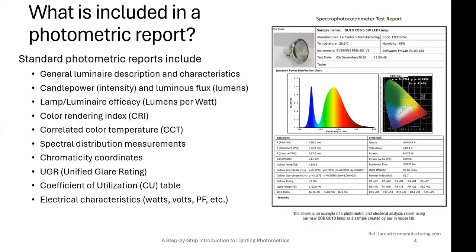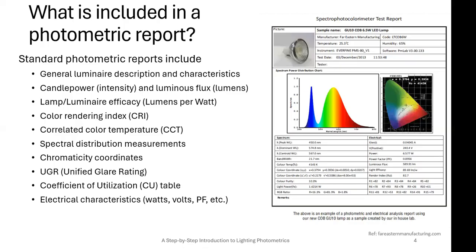And then so far we've been covering the optical characteristics. Now we're going to talk a little bit about electrical characteristics. So that's things like watts, volts, power factor, and so forth. Those are also included on a photometric report. So all we're doing right now is just providing a listing of some of the technical terms that you'll run into that will be on a report.